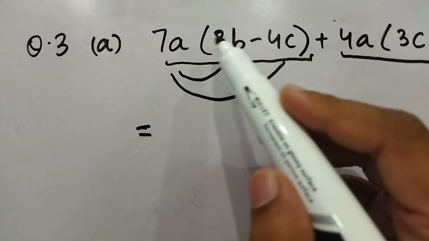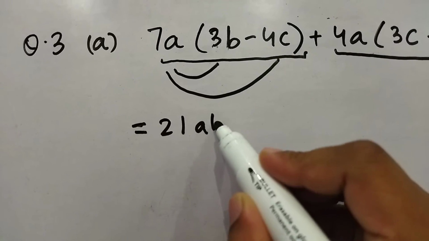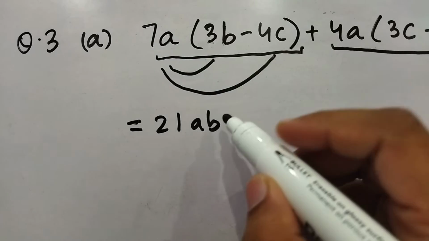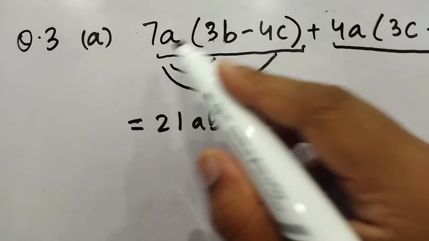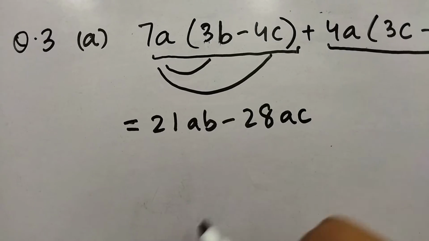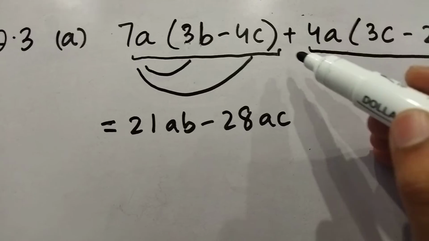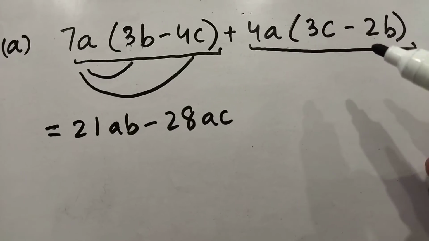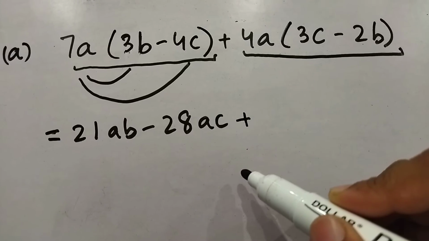So how we're going to do this is similar to the previous question. 7 into 3, 21. A into b, ab. Then minus plus minus. 7 4s are 28. A into c, AC. Right? We have solved this bracket completely. And now we'll move towards the other group. Now we have a plus sign over here. So we are going to put a plus sign.